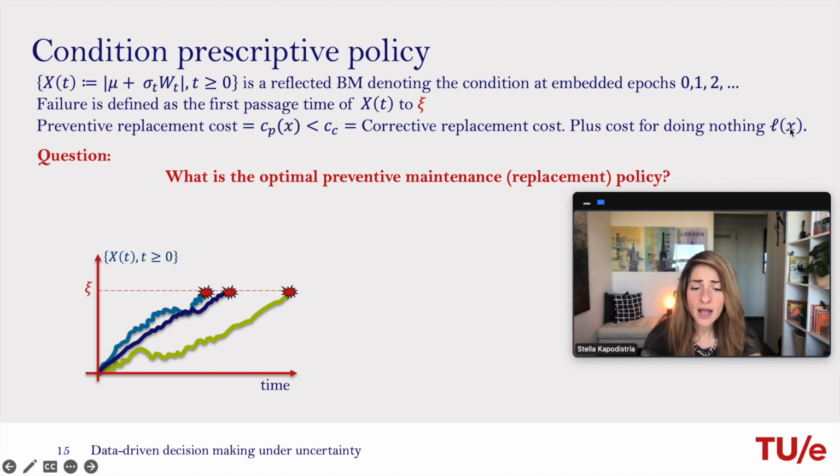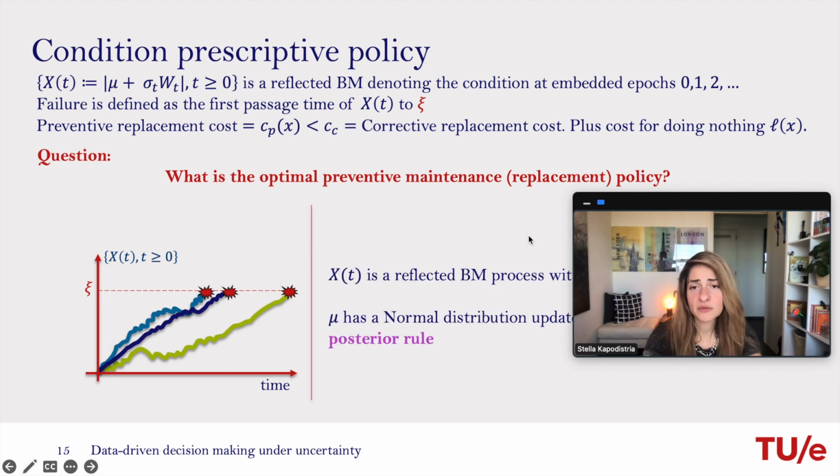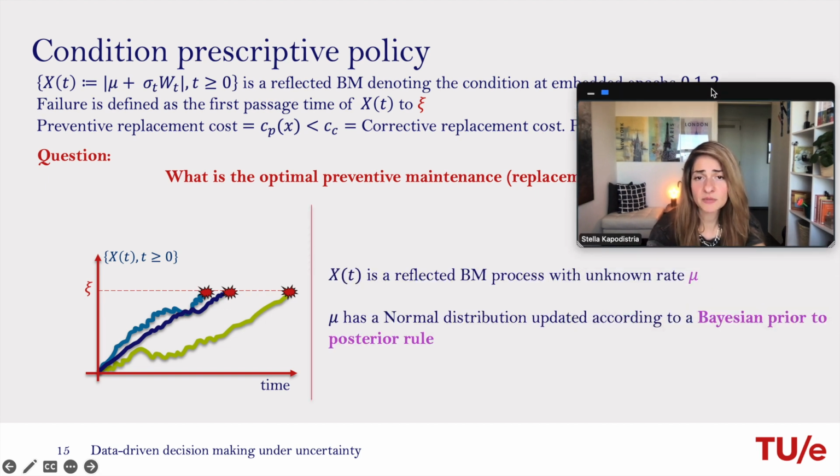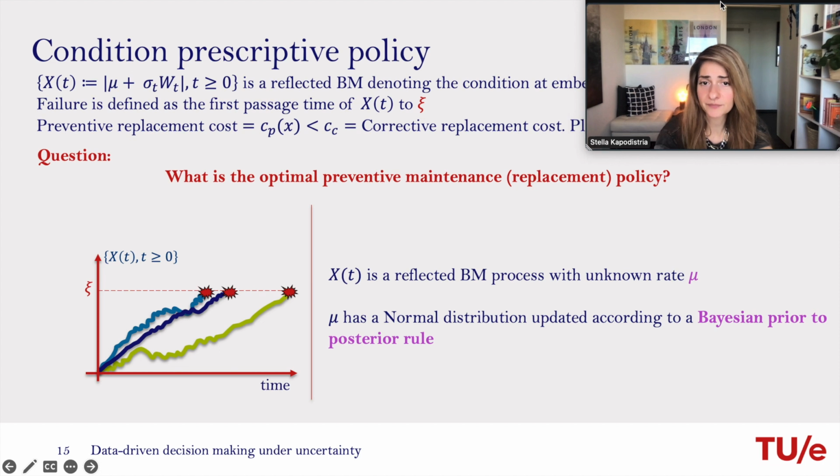L of x, where those costs depend on the state, and you can view this cost as nothing else than the operational cost at state x. And of course, the question that we would like to answer is, what is the optimal preventive replacement policy?